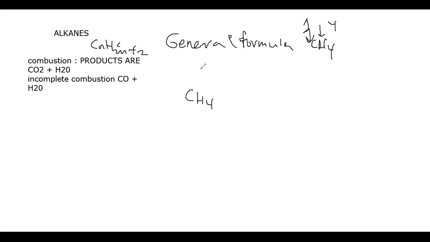So methane, if it is a combustion, or incomplete combustion, what you must know is that it is going to react with oxygen. It's going to react with oxygen to produce what? What are the products? Carbon dioxide and water.